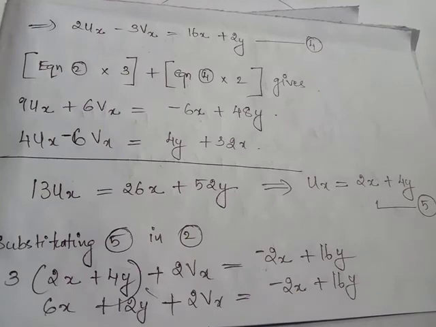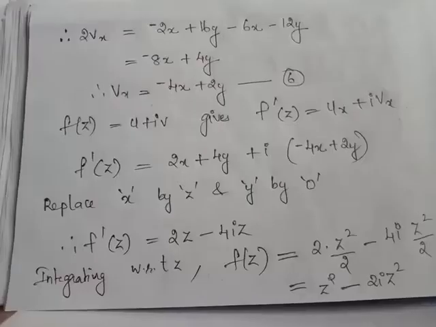Having found an expression for ux, now we wish to find out an expression for vx in terms of x and y. We substitute the value which we obtained for ux in equation 2 and we obtain an expression for vx in terms of x and y alone. Simplification gives us vx equals minus 4x plus 2y, which we give as equation 6.